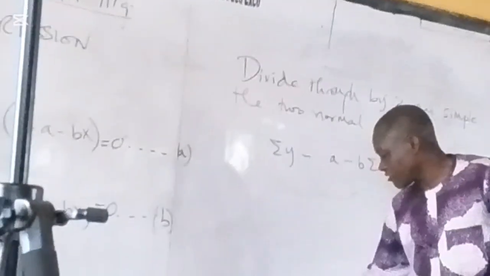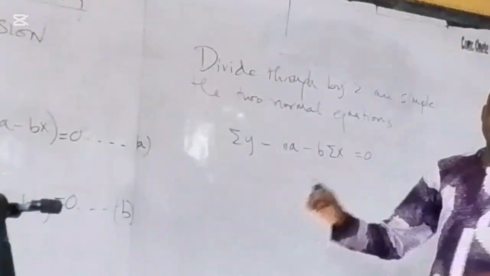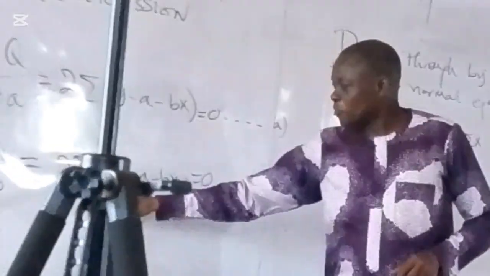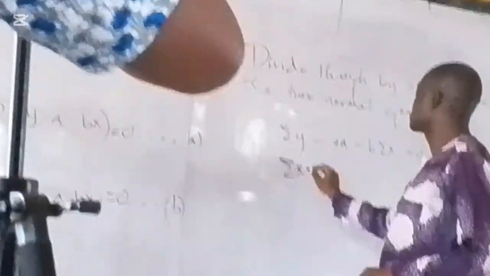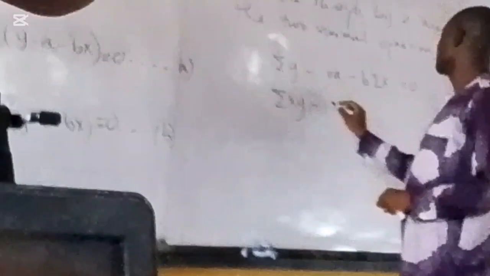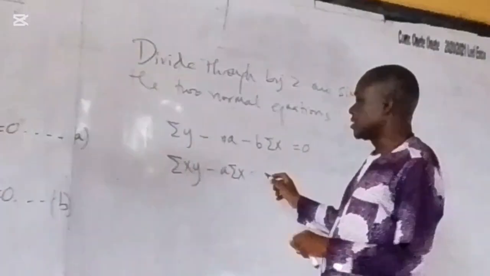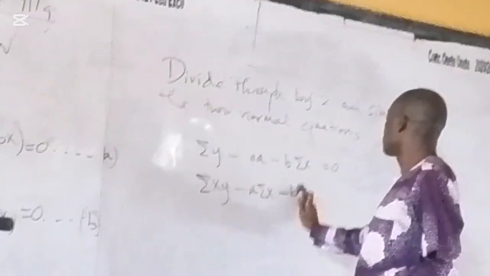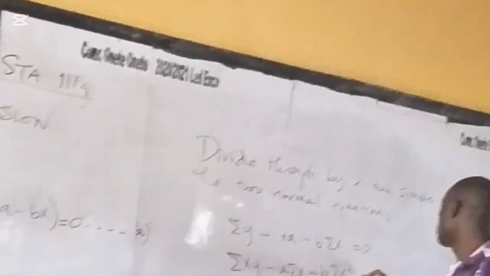So after this explanation, now the second one. Where is the second one? The second one says sum of x times y minus A sum of x. Are you okay? Yes, sir. What about here? Minus B sum of what? Is it only x? There is an x here and there is an x here. So now it becomes x raised to the power 2.